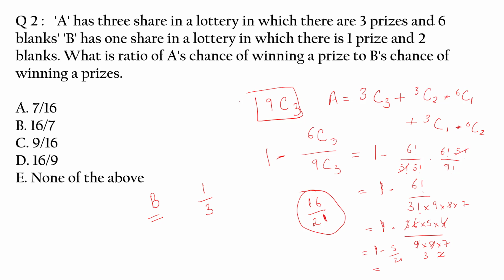Now then basically the question is, what is the ratio of A's chance of winning a prize to B's chance, which is 16 by 21 by 1 by 3, which is 16 by 21 into 3, which is 16 by 7. So the answer to this question is B, 16 by 7. I hope this is clear to everyone. The faster way to do it is to find the probability that A loses and subtract from 1, rather than going this long way of finding all the cases.